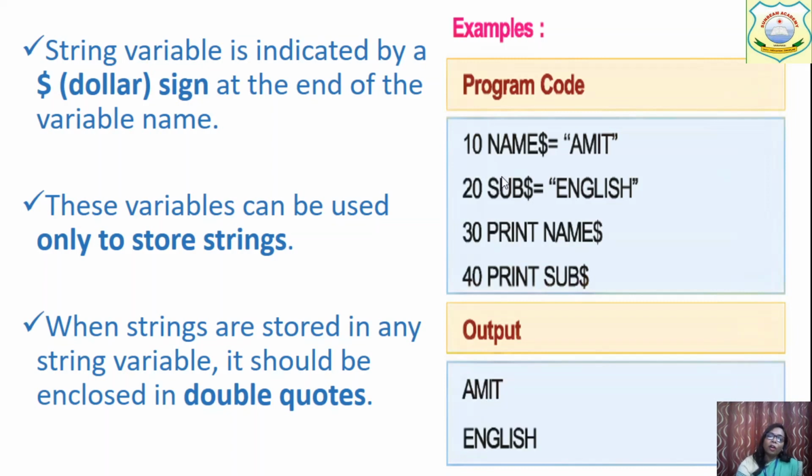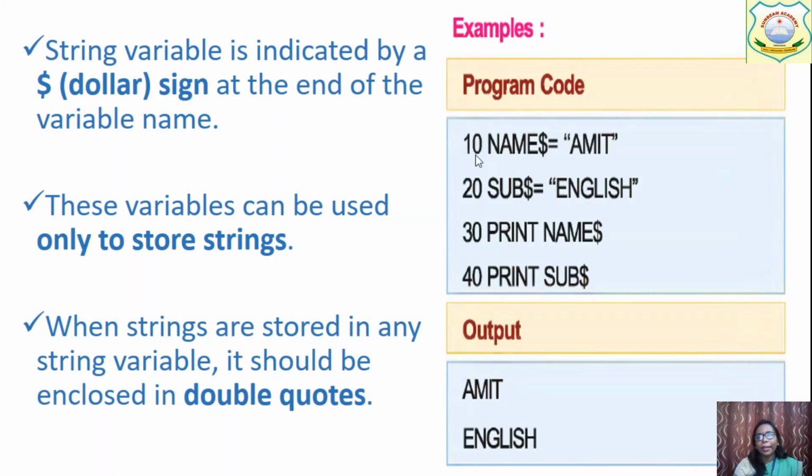Now how can string variables be recognized? By writing the name, we will put a dollar sign after the string variable, so it is a string variable. Okay, these variables are used to store strings only. Got it? And the condition is all the strings should be enclosed between double quotes. Got it? No string can exist without double quotes. All the string values are enclosed between double quotes. See the example.